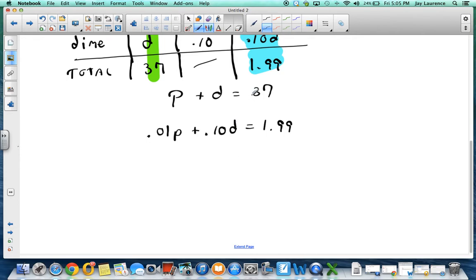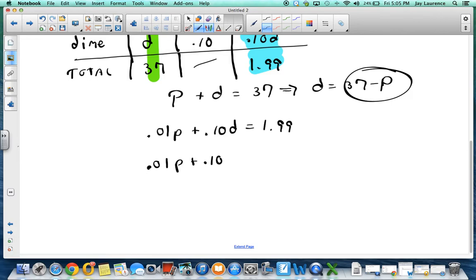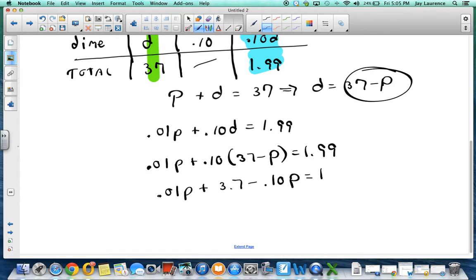Looks like a good problem to do by substitution. I think I'm going to solve for d, and so d is going to equal 37 minus p. So I'm going to substitute this in for d. 0.01p plus 0.10 times the quantity of 37 minus p equals $1.99. All right, so 0.01p plus 3.7 minus 0.10p equals $1.99.